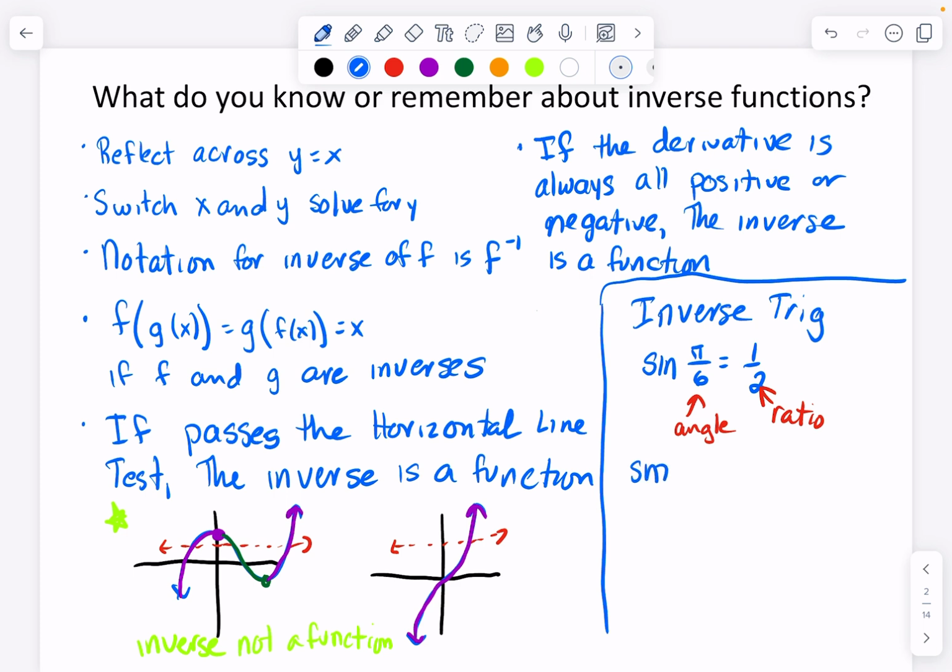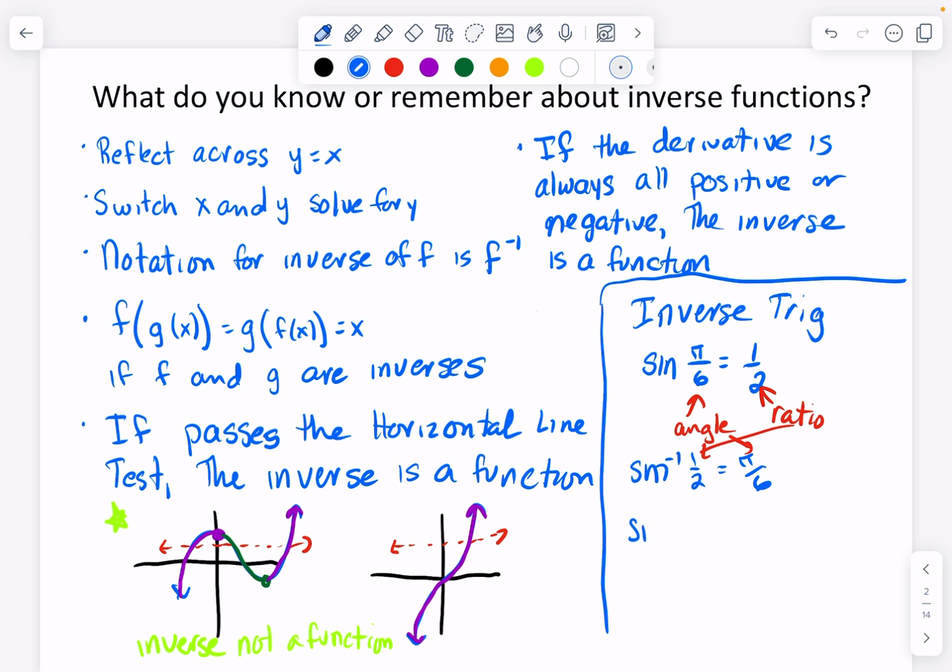So now the reverse of that is this. The inverse sine of 1/2 is equal to pi over 6. Again, this is my output is an angle, my input is a ratio. You just have to remember that. And then we also have to remember our inverse trig restrictions.